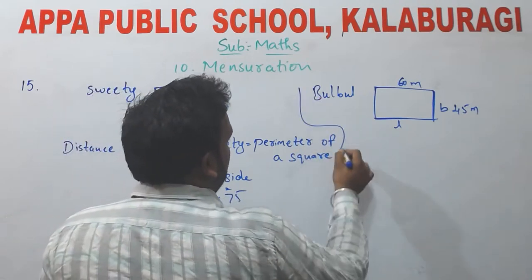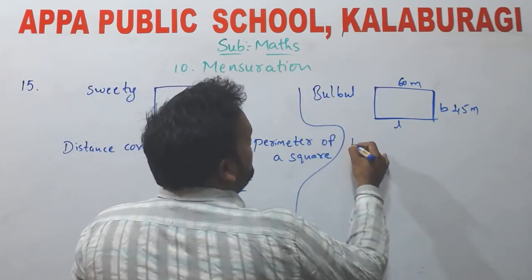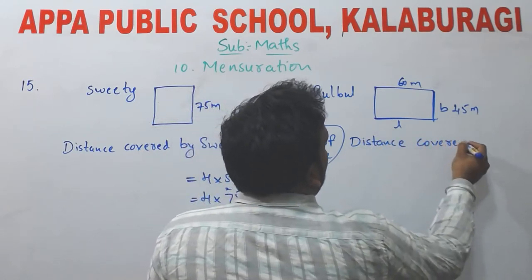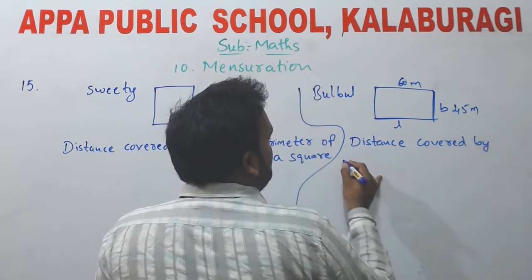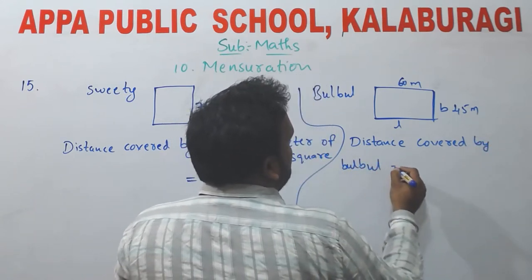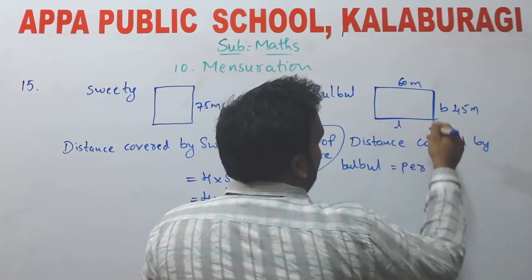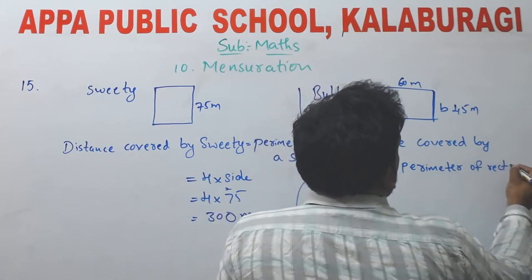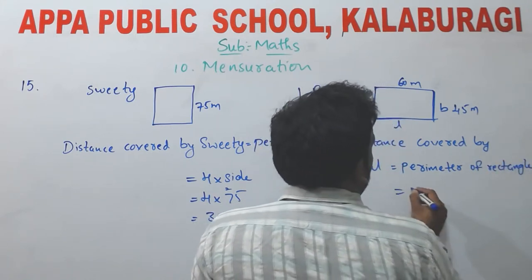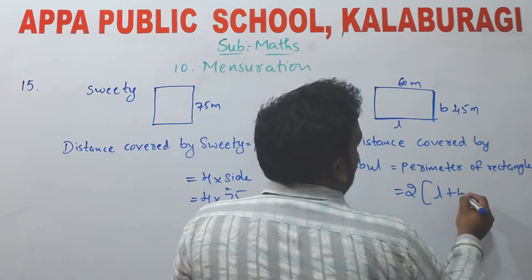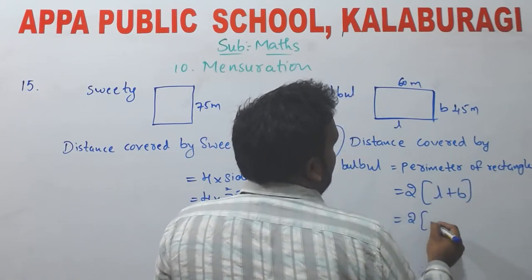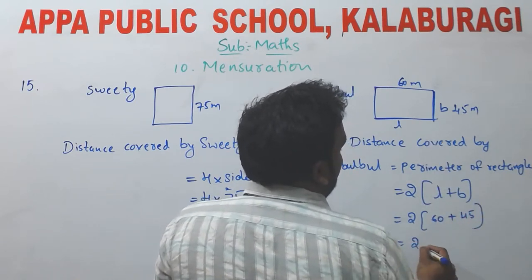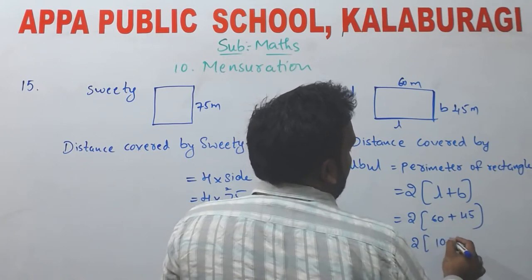Next, coming back to bulbul. Next, the distance covered by bulbul is equal to, see, rectangle, that means the perimeter of a rectangle. You know the formula of the perimeter of a rectangle: 2 into L plus B. Now 2 into, length given how much? 60. Breadth given 45. You know, 2 into length 60 plus 45, 105.